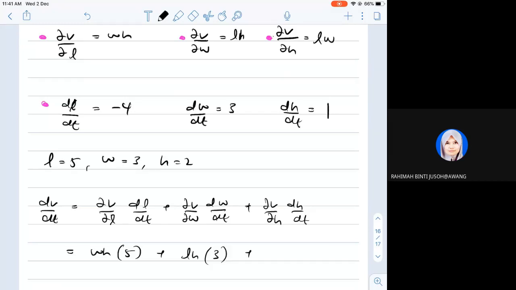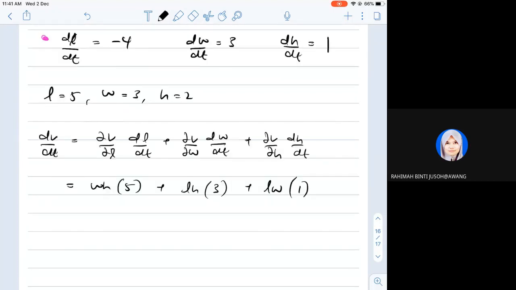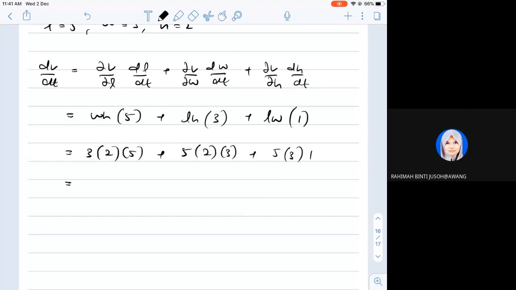Guys, kalau saya tersilap beritahu, saya duduk saling-saling banyak ni kan terlepas pandang. So LW multiplied by DH over DT equals to 1. Okay, so we will have W is 3 times 2 times 5 plus L is 5 times 2 times 3 plus L is 5 times 3 times 1. So kita ada 3 kali 2, 6 kali 5, 30. Tambah 6 kali 5, 30 plus 15. So 60, 75. Betul ke 75?